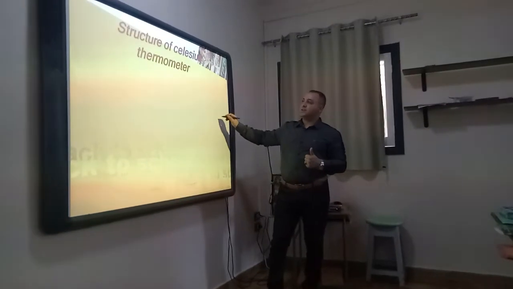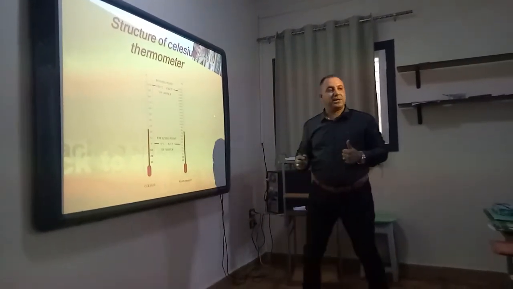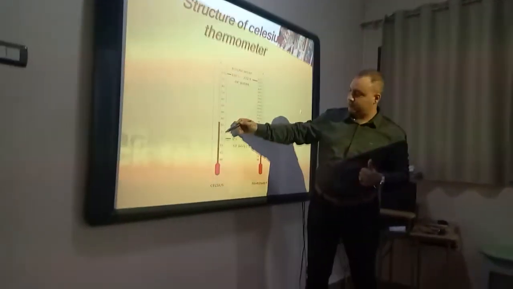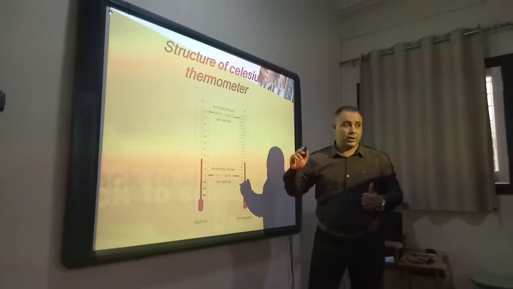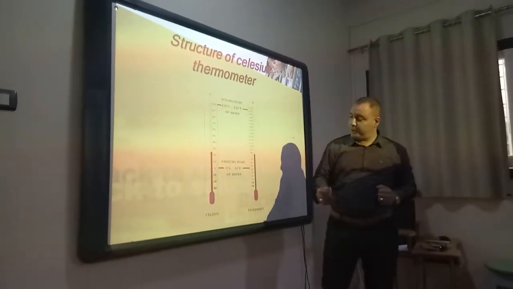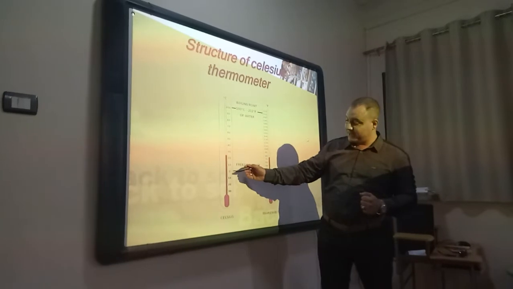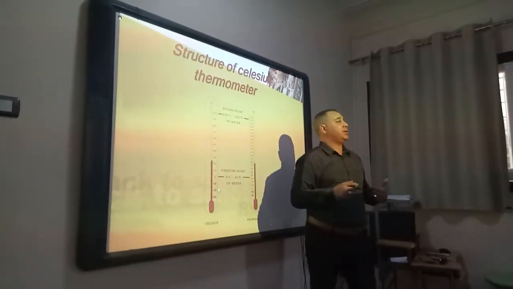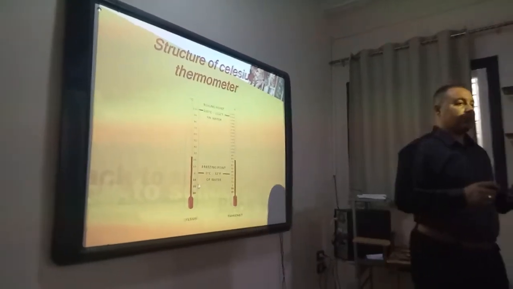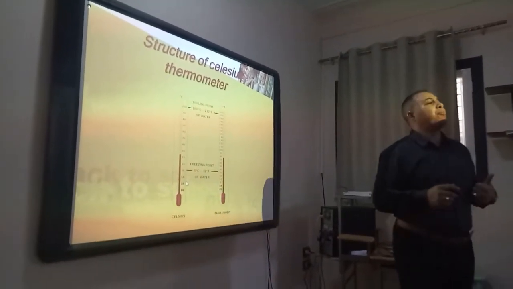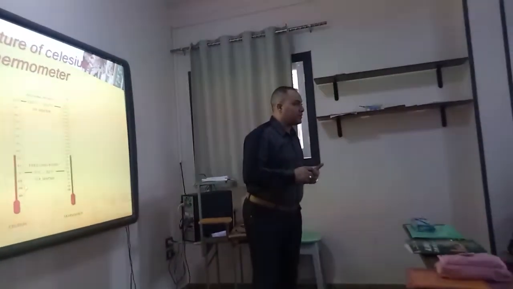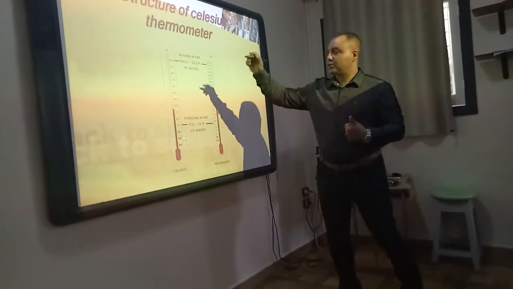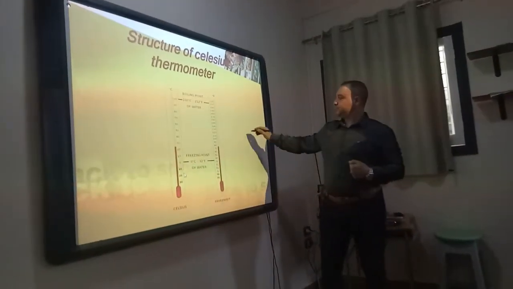This is the structure and shape of the Celsius thermometer. The Celsius thermometer is graduated from 0 to 100. It may be graduated below 0, to negative 10, negative 20, negative 30, because water freezes at 0 and boils at 100. So its graduation is from 0 to 100 Celsius. Okay?